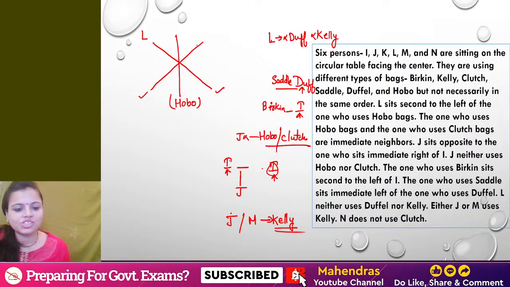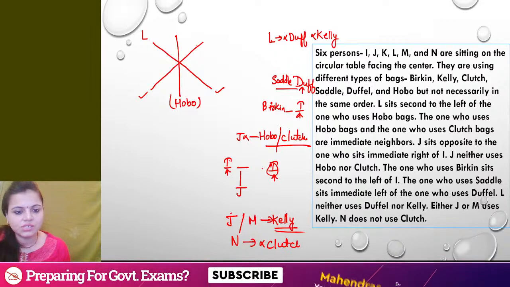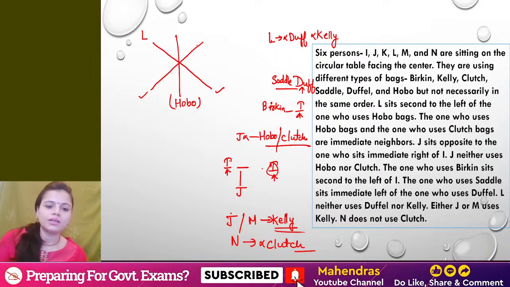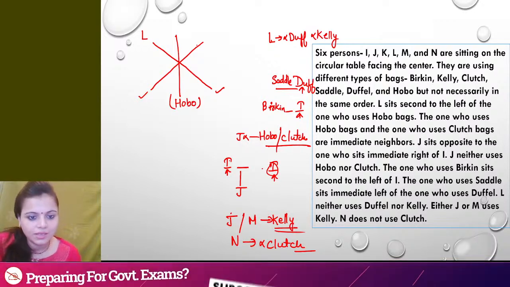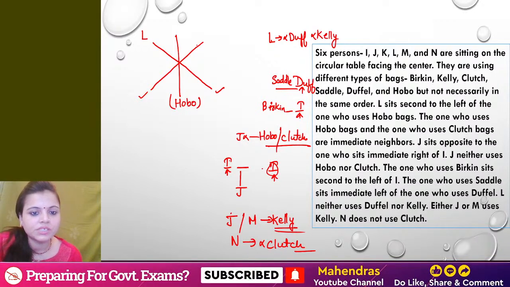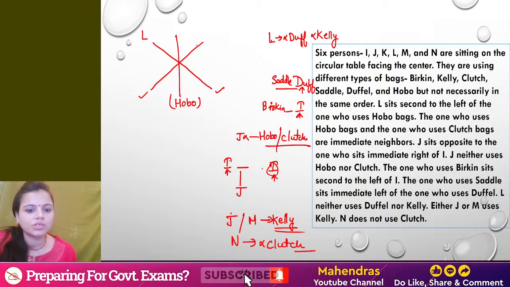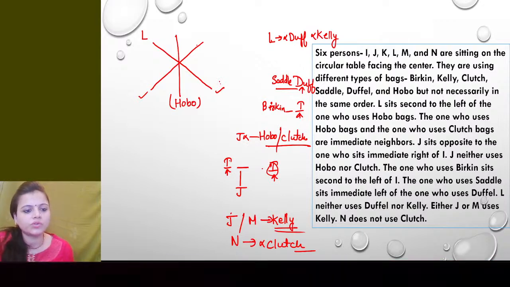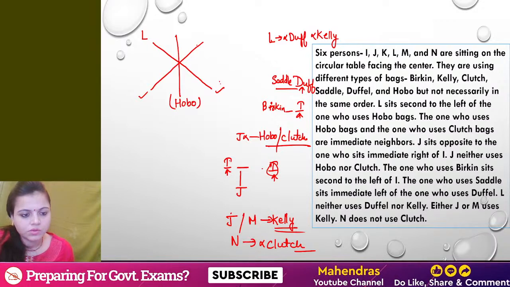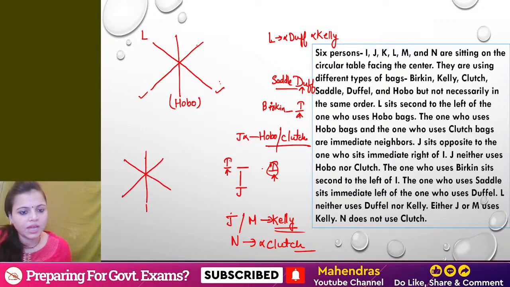N does not use clutch. If you start with the person I, but what about I? Birkin is second left of I. So hobo, clutch. If you take I, you can start with I.